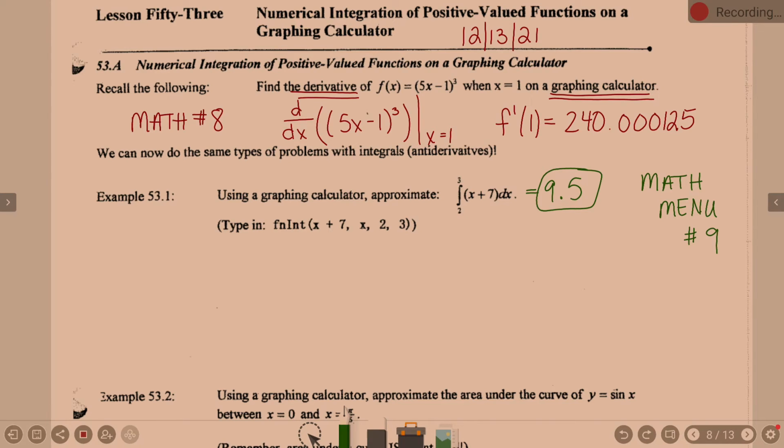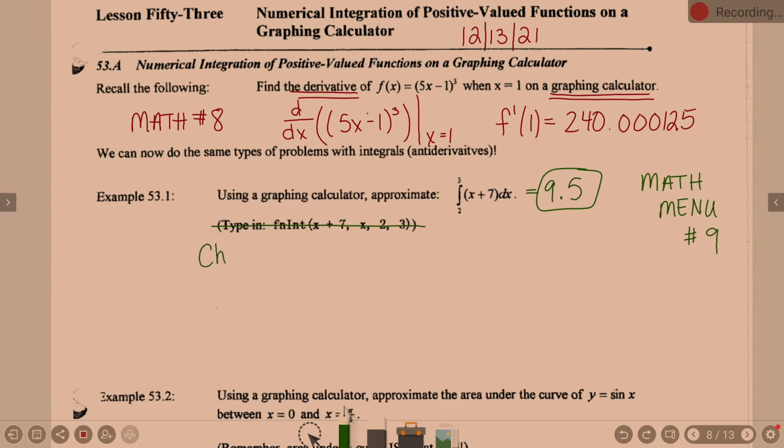I will say, you guys all have the TI-84s, don't you? Type in fnInt(x plus 7, comma x, comma 2, comma 3). That is for the TI-83s, I think. You have to use a totally different format. They don't give you the nice math font, derivative, and all of that. So you guys don't need to worry about that.